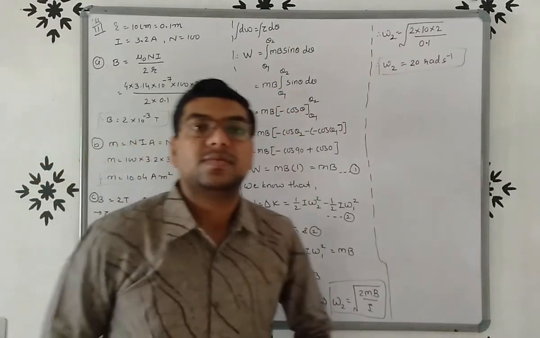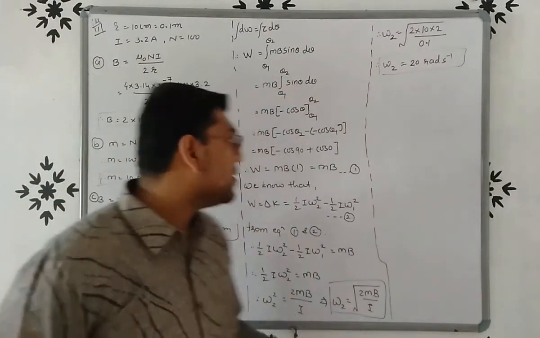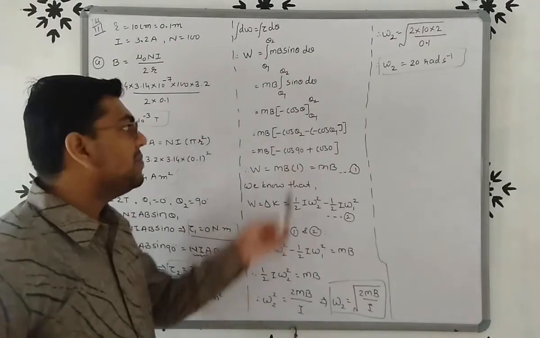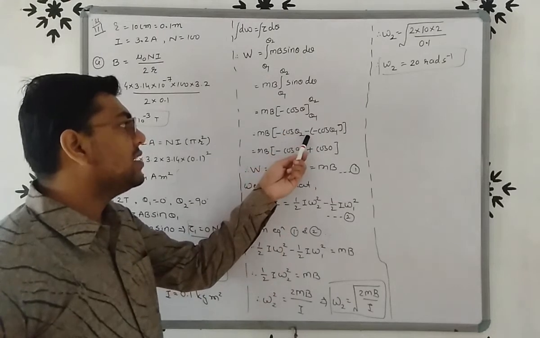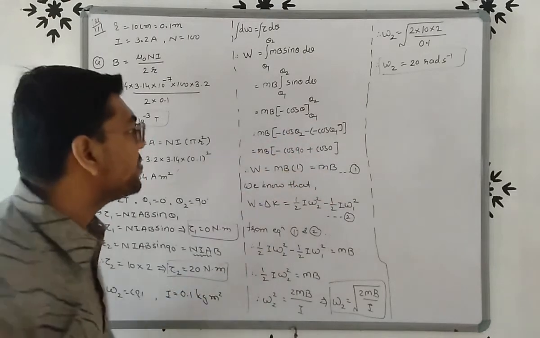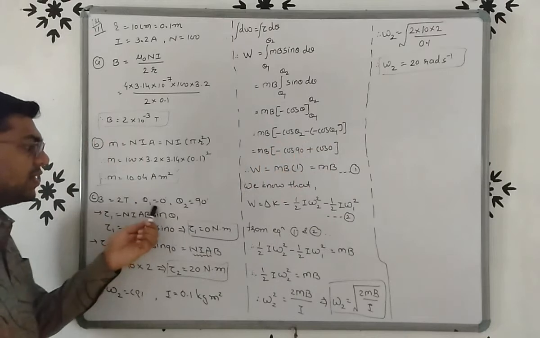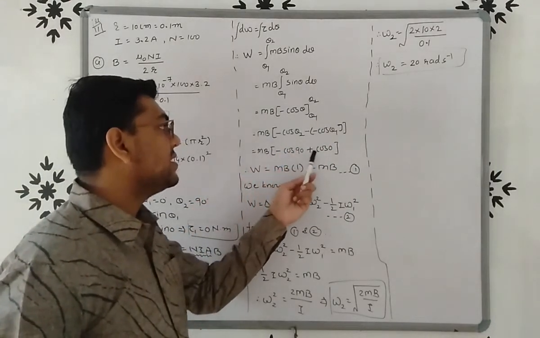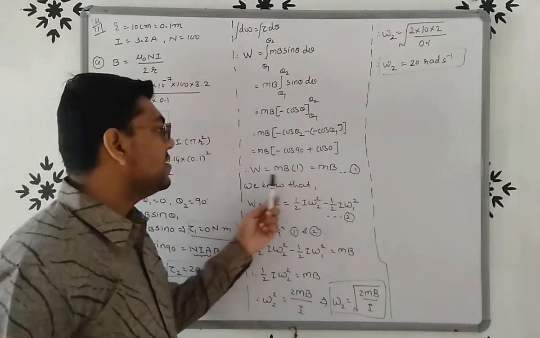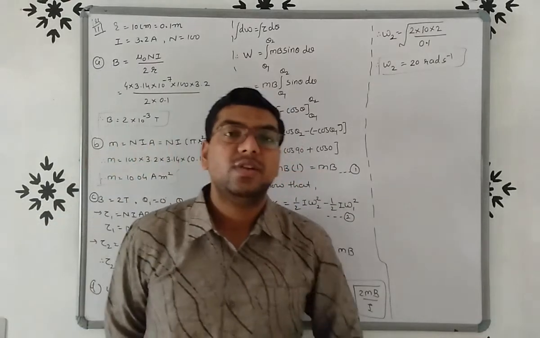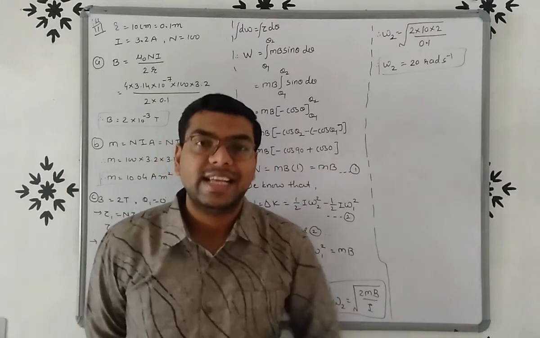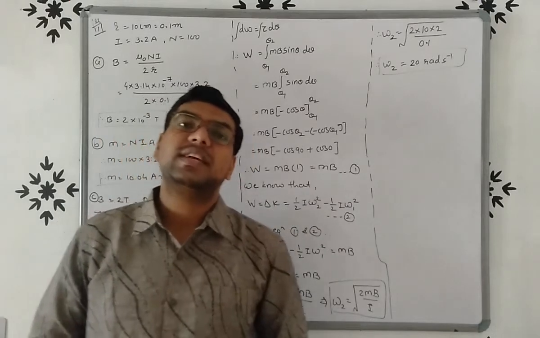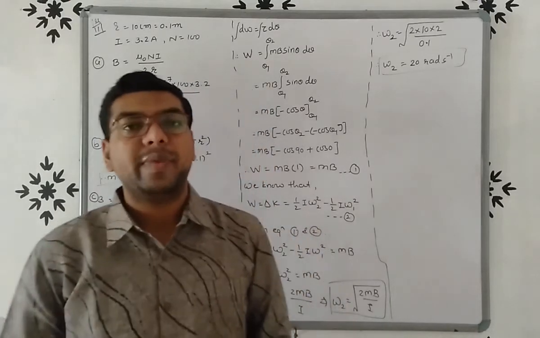But the integration of sin theta is minus cos theta, lower limit theta 1, upper limit theta 2. So first of all the upper limit, minus cos theta 2, minus the lower limit, minus cos theta 1. We know that theta 1 is 0 and theta 2 is 90. So mB minus cos 90 minus minus, plus cos 0. So W is equal to mB. But we know that W is equal to delta K, that is the change in kinetic energy. And for rotational motion, kinetic energy K is 1 by 2 I omega square.